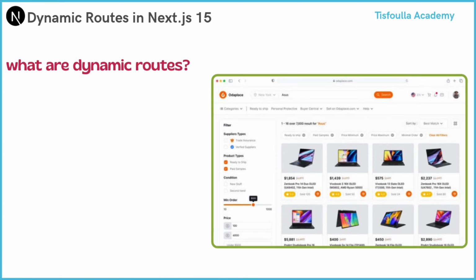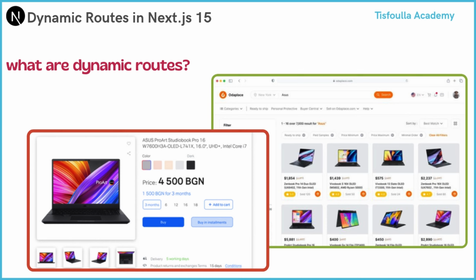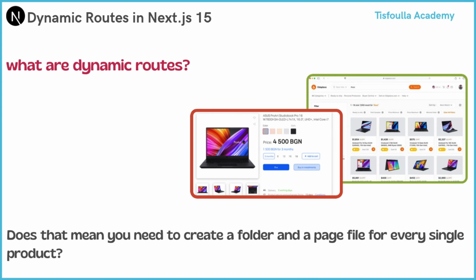But imagine you have an online store with 100 products. For every product, there will be a product page, just like in most e-commerce websites where you see a product listing page, and when you click on a product, it takes you to a single page showing all the details about that product. Now, if you try to implement this in Next.js, does that mean you need to manually create a folder and a page file for every single product? Of course not. That would be the wrong way to do it. Creating 100 folders and 100 files doesn't make sense.